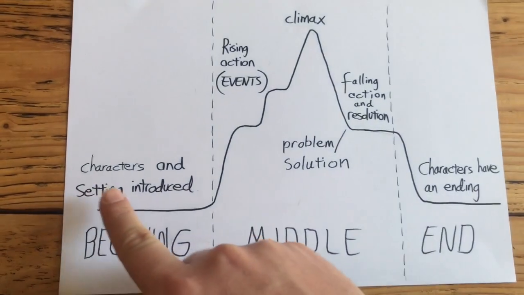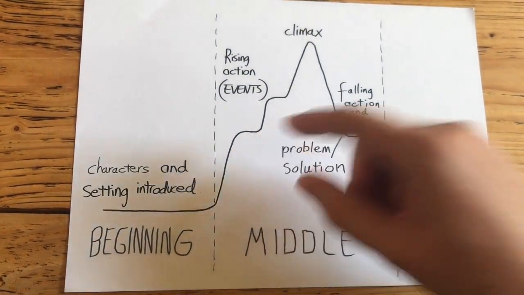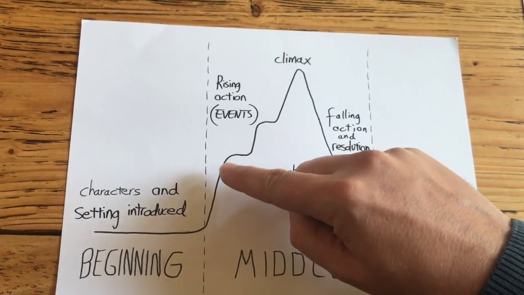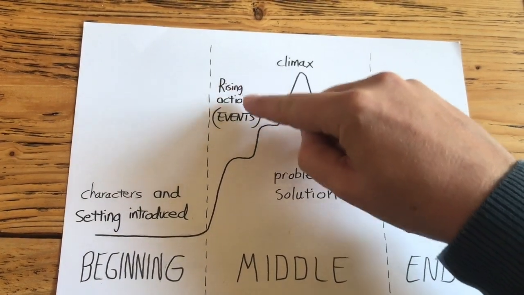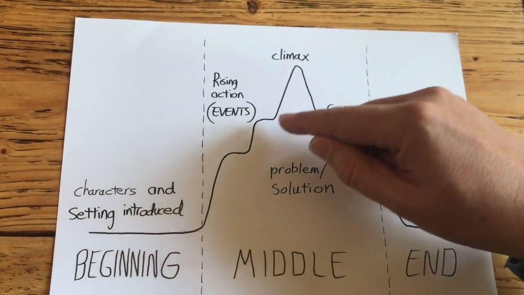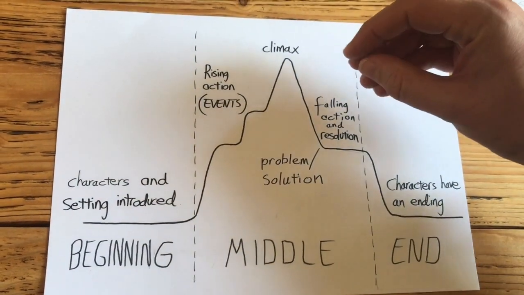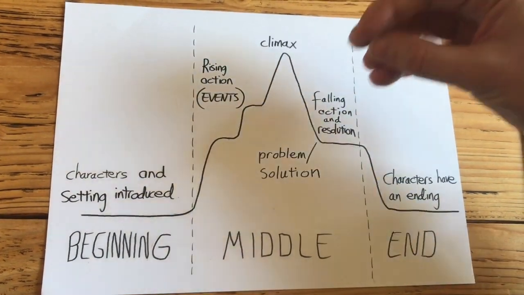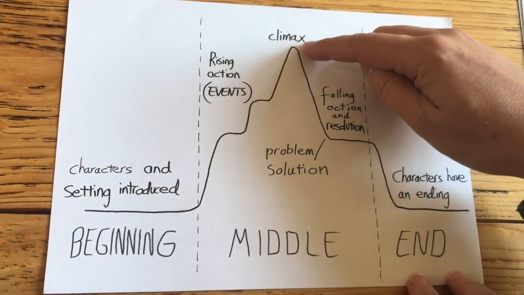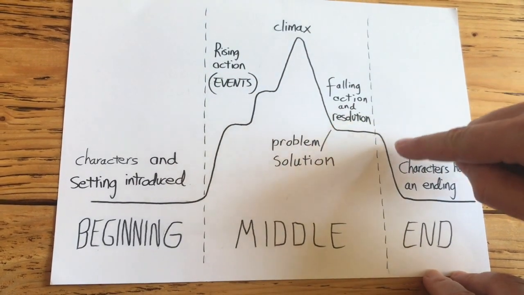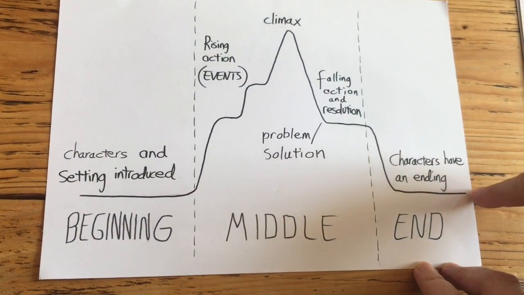Okay, so you can see here I have a story mountain. At the beginning is where the characters and setting are introduced. And then this is the middle where we have a problem and solution. So we have events, like a rising action, things that happen which create tension in the story. And then there's a climax to that tension where an exciting event will happen to the main character. And then we have falling action and a resolution to that climax. And then at the end, the characters will have an ending.